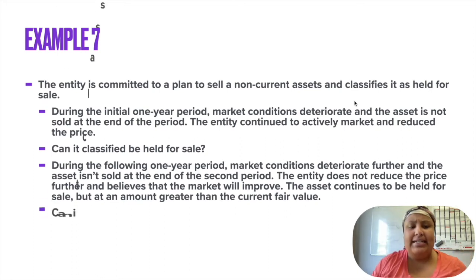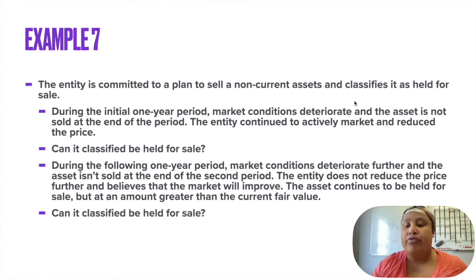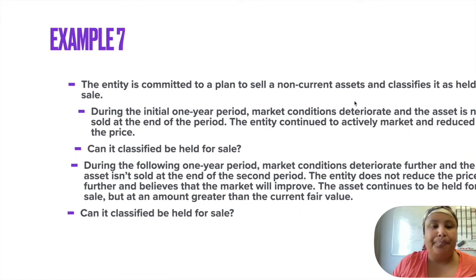So the question here is, can it still be classified as held for sale? And in this instance, because the market has experienced sort of a continuing downturn, and now that the entity isn't changing the price at which it is marketing the asset, it probably is no longer able to classify it as held for sale because it's unlikely that this asset is going to be sold.